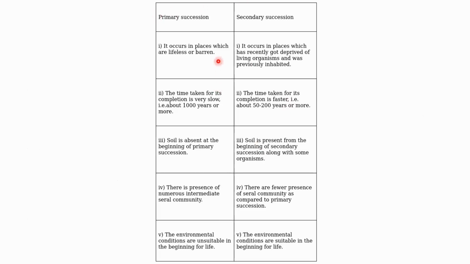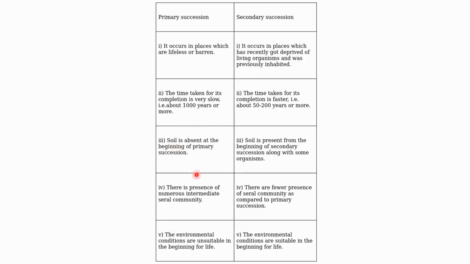Primary succession occurs in places which are lifeless or barren. It occurs in places which have recently been deprived of living organisms and were previously inhabited. The time taken for completion is very slow. It may be 1,000 years or more, while the time taken for secondary succession is faster and it may be completed in 100 or 200 years or so.